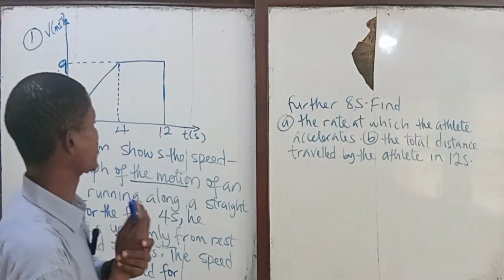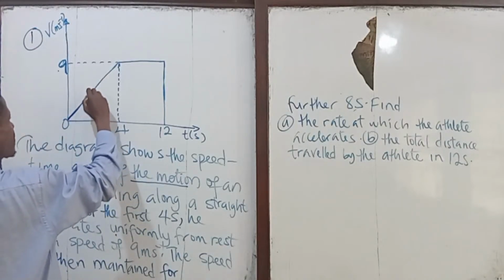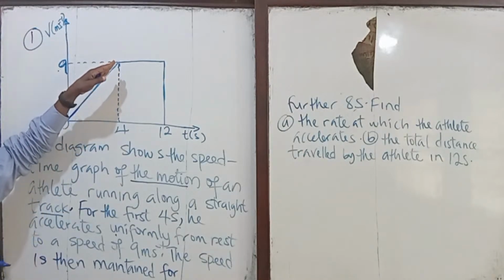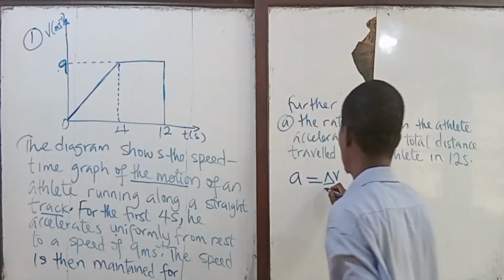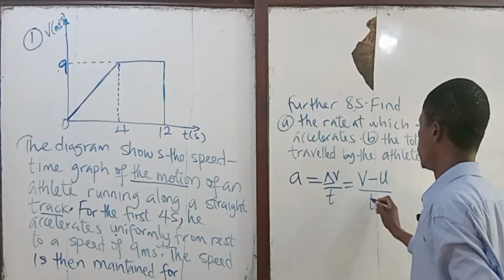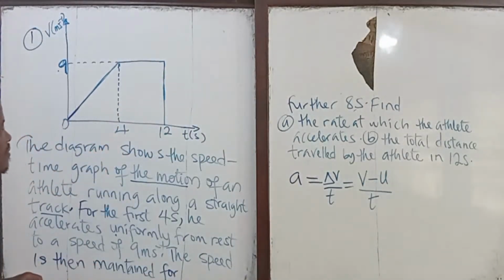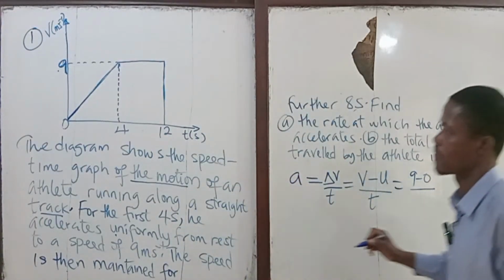Acceleration is gotten from here. The moment the body starts from rest, it begins to accelerate. Acceleration has this formula: change in velocity over time, which is final velocity minus initial velocity. In this case, initial is 0 and final is 9. So that's 9 minus 0 over the time for that acceleration.